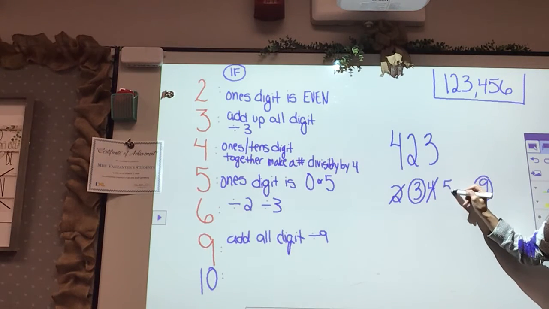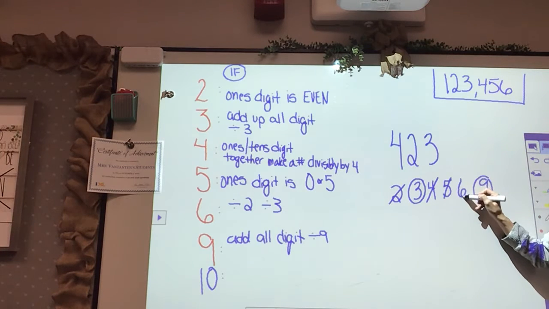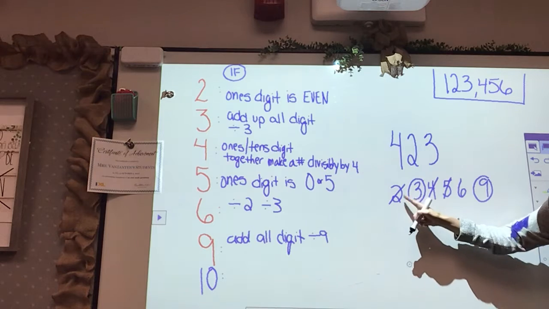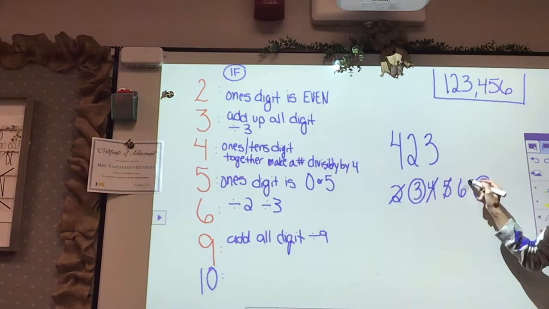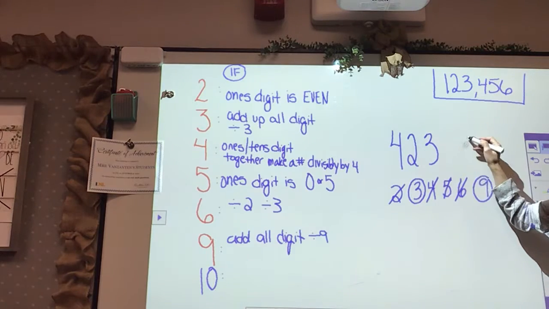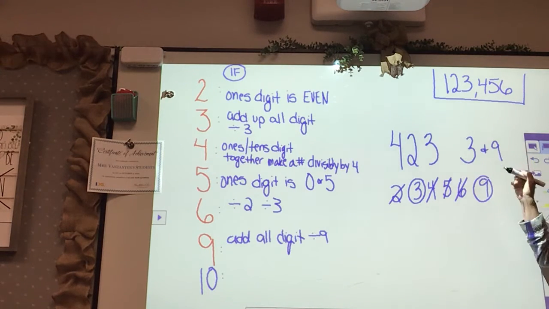Is it divisible by 5? No. Is it divisible by 6? Well, it says if 2 and 3 are yes, then 6 also. No, because it wasn't 2. So the answer would be it's divisible by 3 and 9.